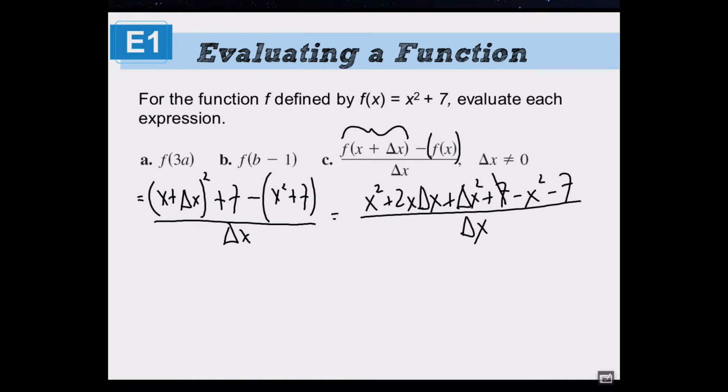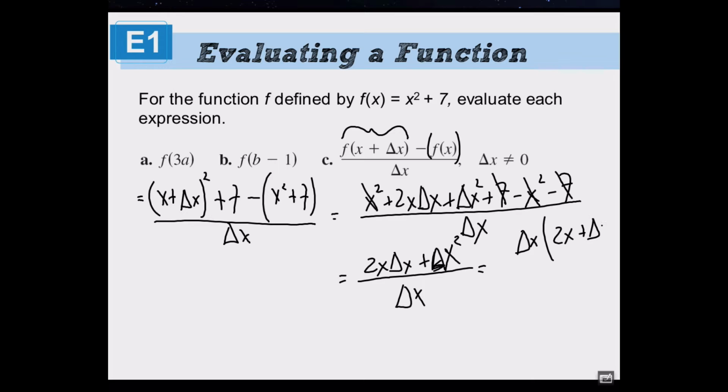Well, conveniently enough, the 7's cancel, the x squareds and negative x squareds cancel, and we're left with 2x delta x plus delta x squared, all over delta x. What do I do next? Factor out a delta x on top. Delta x times the quantity 2x plus delta x, all over delta x. So we get 2x plus delta x.